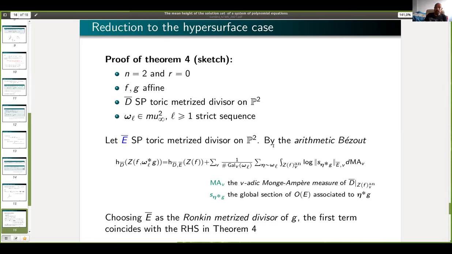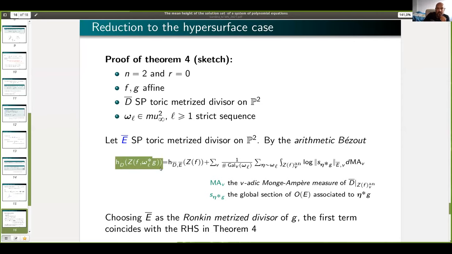Then you take your strict sequence of torsion points, right? And you want to use the arithmetic Bézout, because you want to go from the zero dimensional case to the one dimensional case, which is a hypersurface. It's the case we know thanks to the previous result. So here, this tells you the Weil height, or the height with respect to D bar, of the cycle defined by f and the twist of g, right? Because indeed one of the twists you can save: if you twist the whole family, the diagonal action of the torus has no effect on the zero set.